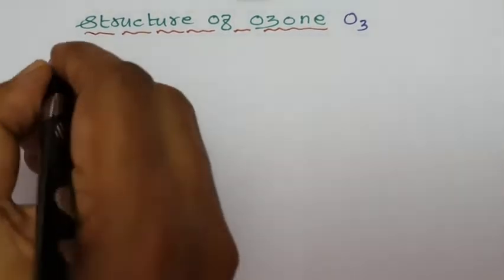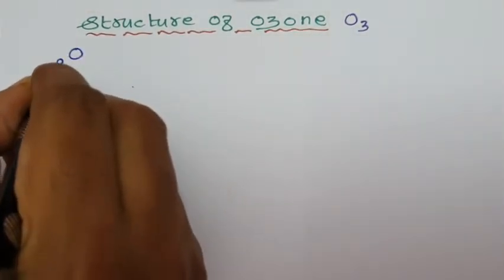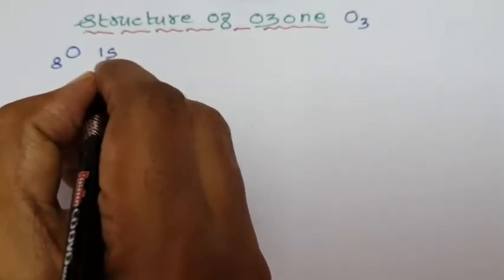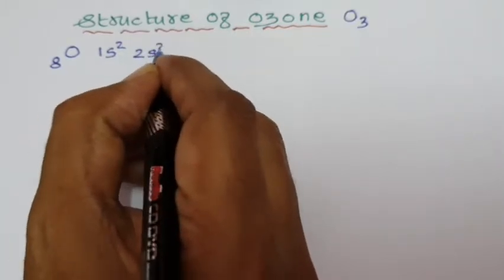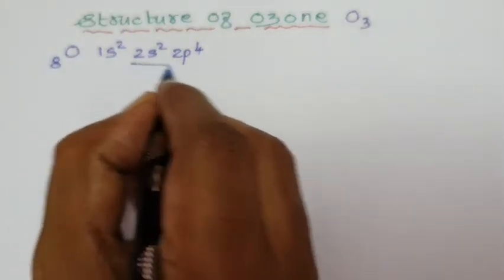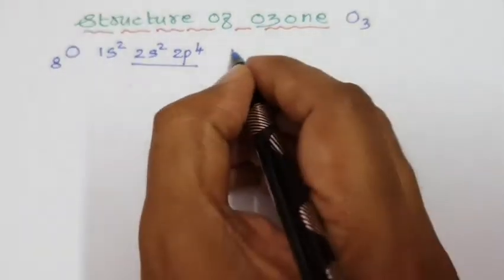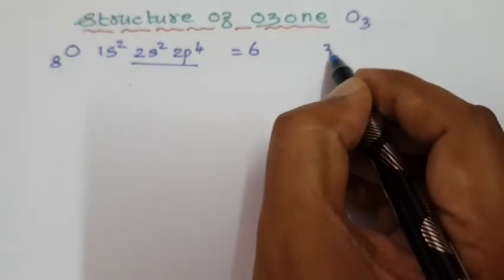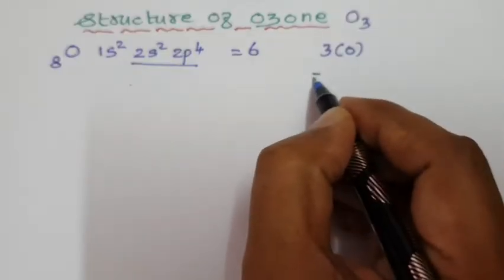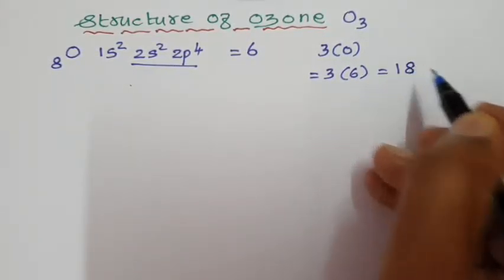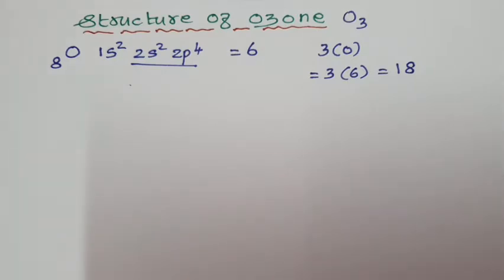Trioxygen. Oxygen atomic number 8, electronic configuration 1s2 2s2 2p4. Number of valence electrons in oxygen equal to 6. We have 3 oxygen in ozone, therefore 3 into 6 equal to 18, the total number of valence electrons in O3.